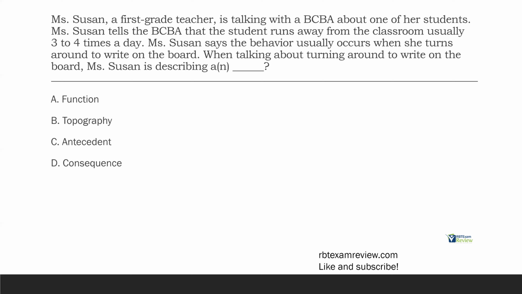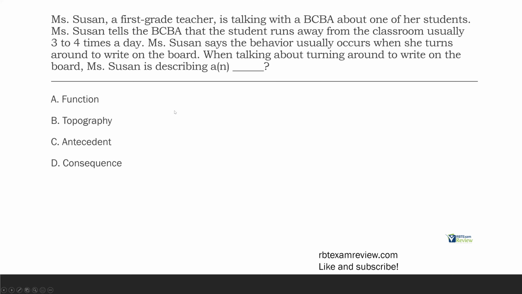If we look at a function, what are our 4 functions? Our 4 functions are tangible, escape, attention, and automatic. We're not really necessarily concerned with the function of the student's behavior. We're strictly talking about Miss Susan's behavior of turning around to write on the board. And we don't know the function of that. And it doesn't matter what the function of that is, okay? Because we're talking about it in relation to the student running away. So Miss Susan's not describing a function.